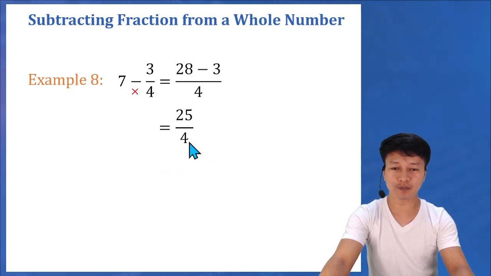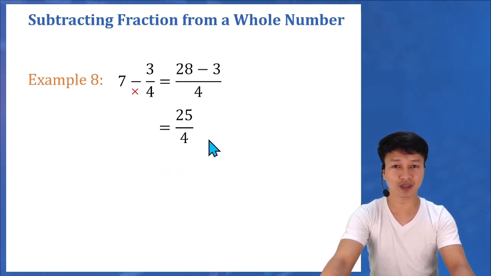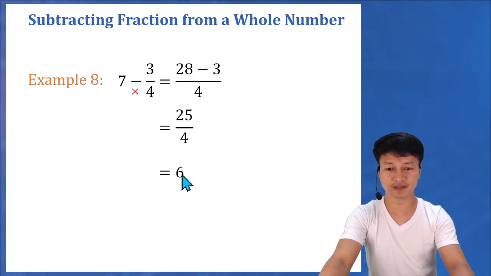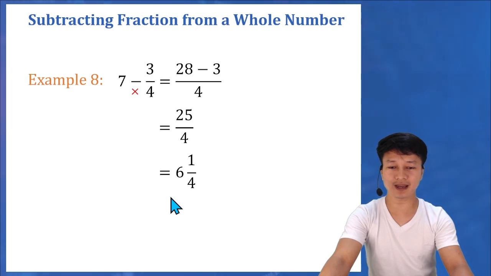And then 25 over 4 is an improper fraction. So again, we can still write that into a mixed number. Tanungin mo sarili mo, ilang 4 meron sa 25? The answer is 6, because 6 times 4 is 24. Ngayon, if 6 times 4 is 24, ilan na lang ang kulang para maging 25? Of course, 1 na lang. So 1 is the numerator of the fraction part over 4, which is also the denominator of 25 over 4. And so our final answer is 6 and 1/4.